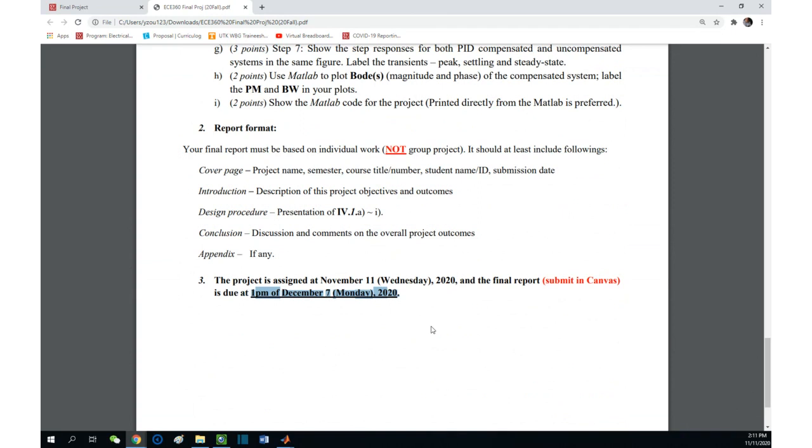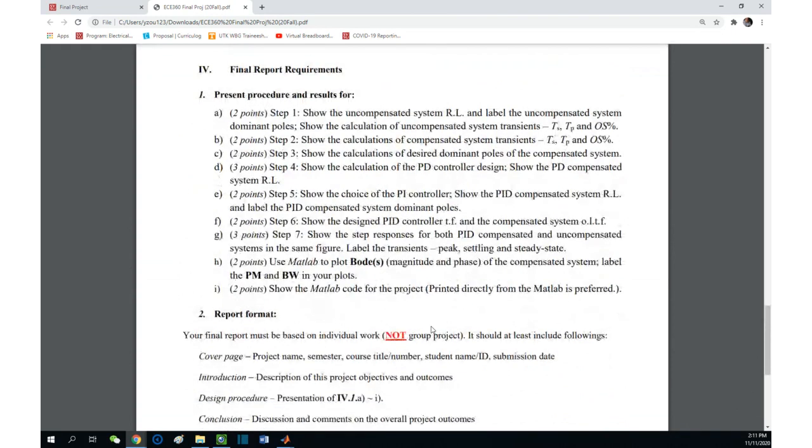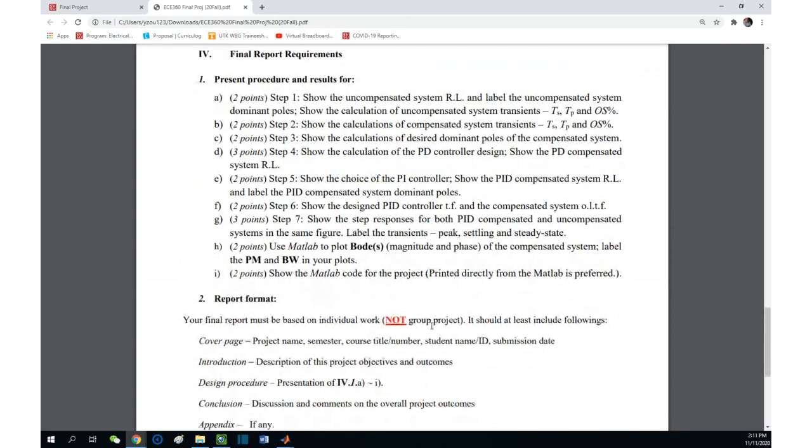This is the final project. You can even start right after today's lecture. Your knowledge should be enough. Of course, example three is eventually combining example one and two together, talking about how to design a PID, which includes both PD and PI.